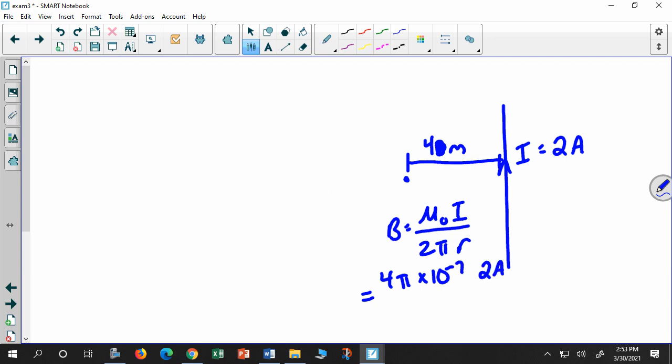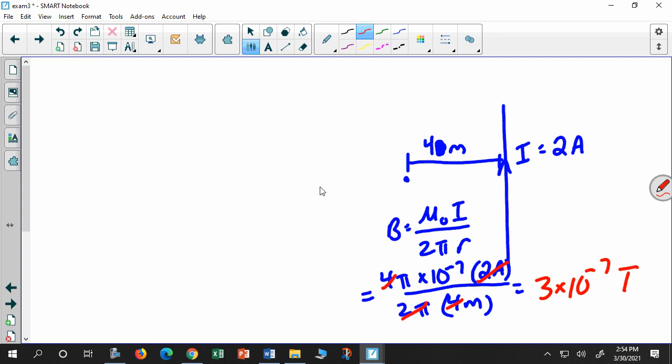2 amps divided by 2 pi times r, which is 4 meters. And I get some cancellations here. Boom, boom, boom, boom. So I get 3 times 10 to the minus 7 Tesla. So that is my magnetic field.